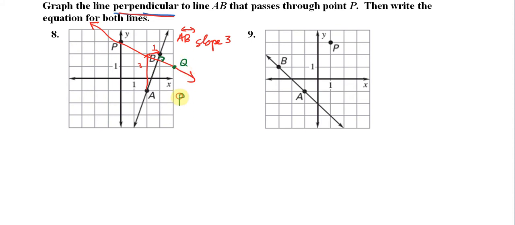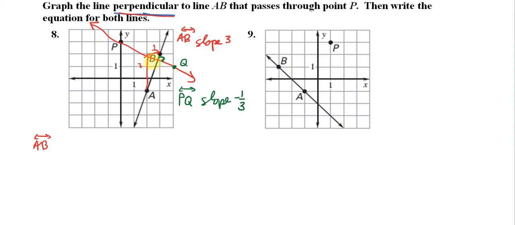Okay, so the slope for PQ will be the negative reciprocal of the slope for AB. So in this case, the reciprocal is 1/3, and it's going to be a negative reciprocal. And so from here on, let's write the equations for line AB and for line PQ.